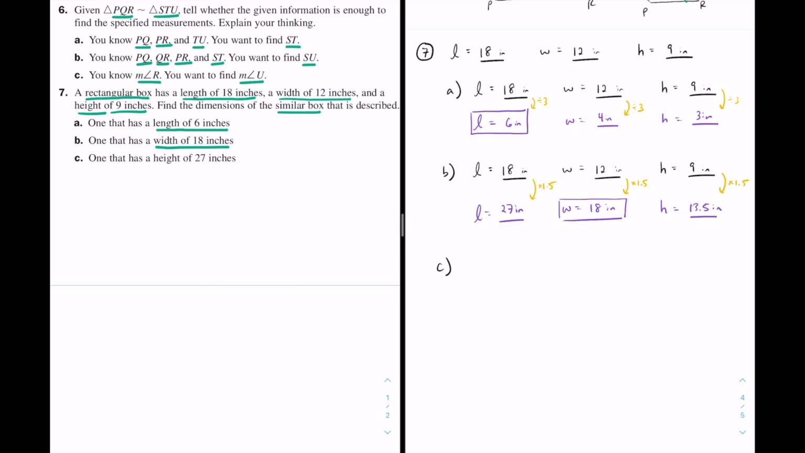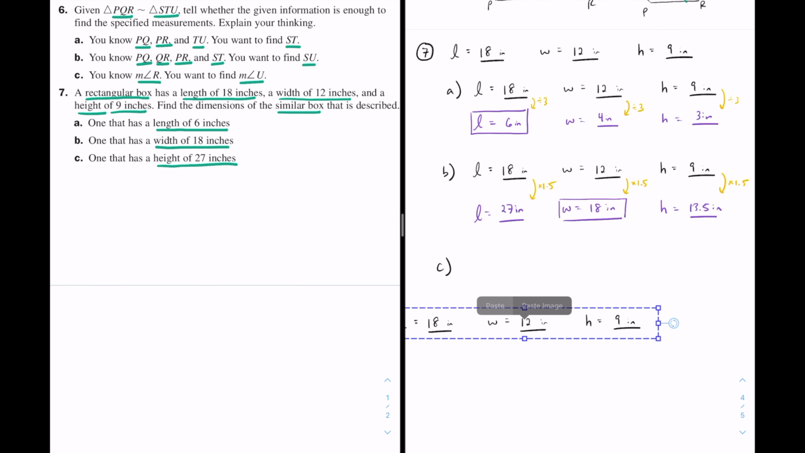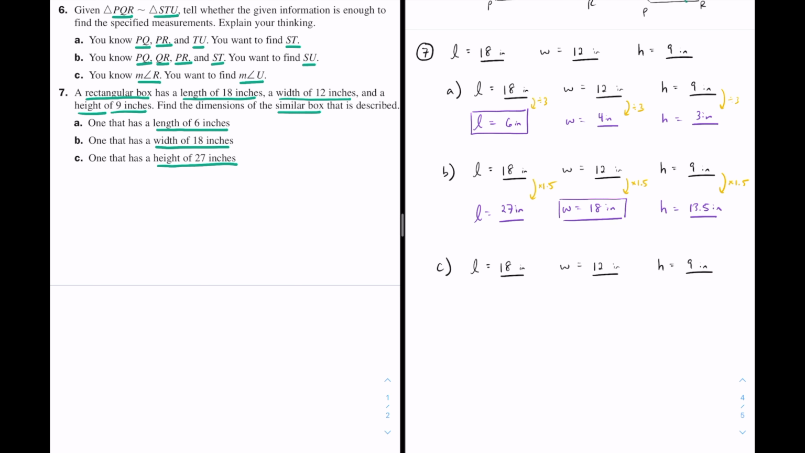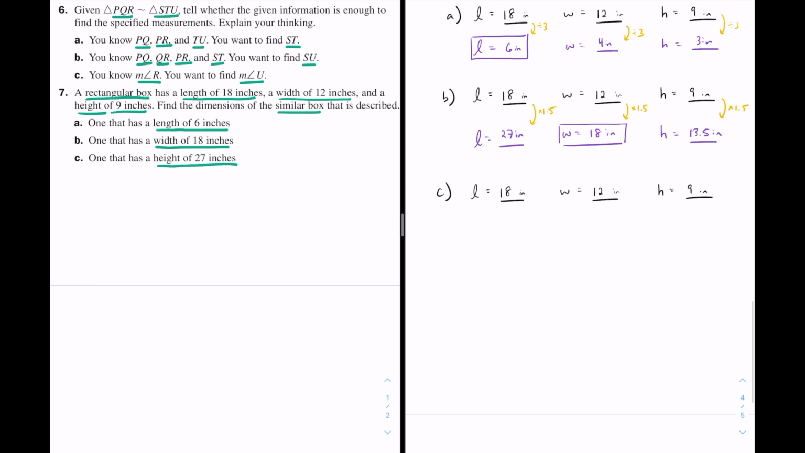Alrighty, last problem, 7C says the height is going to be 27 inches. So the original dimensions here are 18, 12, and 9, and we're given that the height is 27. So the height is 27. I'm going to put that right lined up with the height. And we need to find out the width and the length. And so let's see what the ratio is between these.